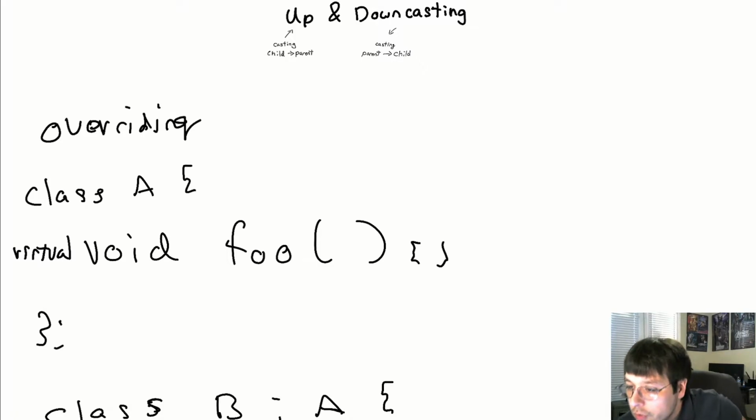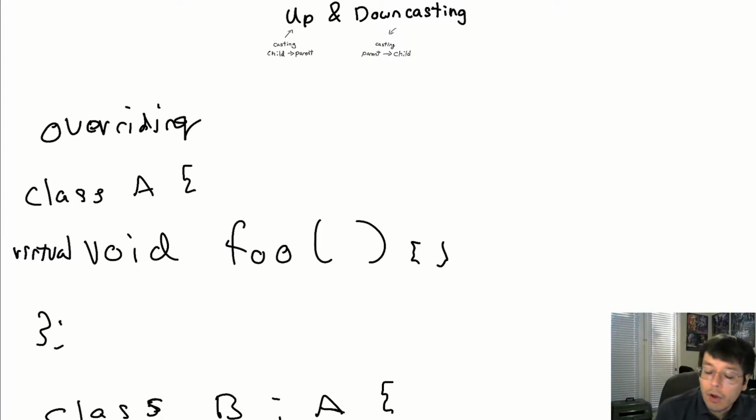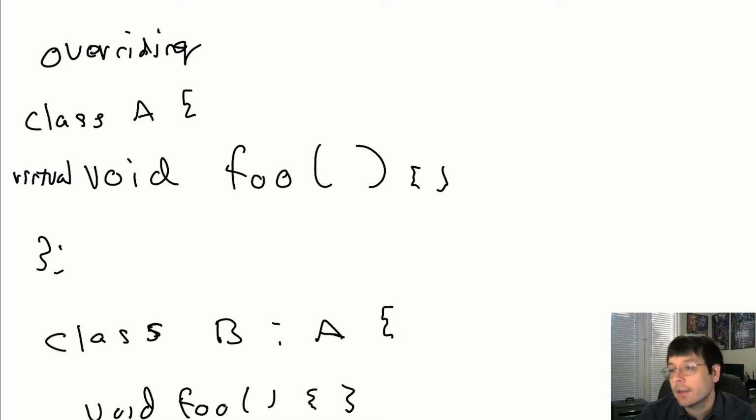And we have a question. So the only time a function overrides another, they have to have the same parameters. Overriding, yes. Otherwise, you're technically just overloading.